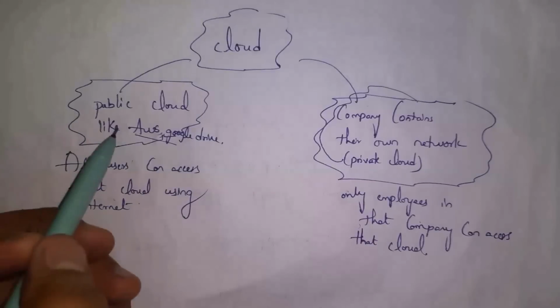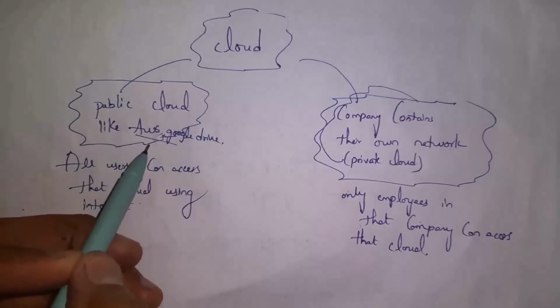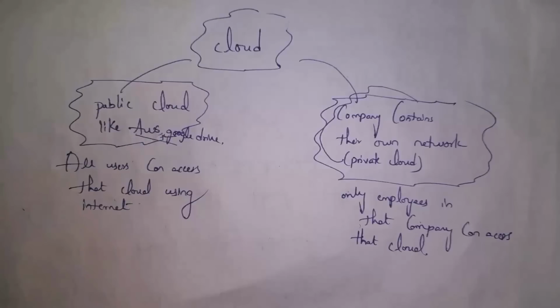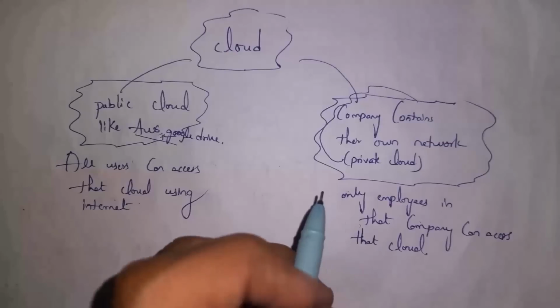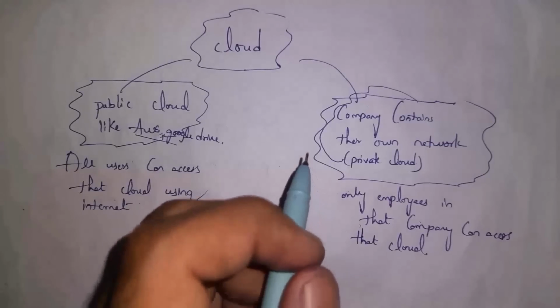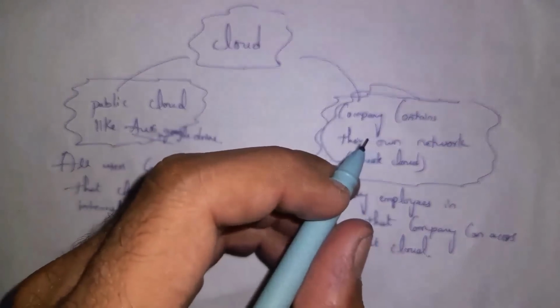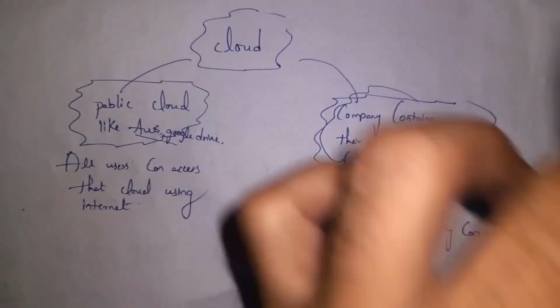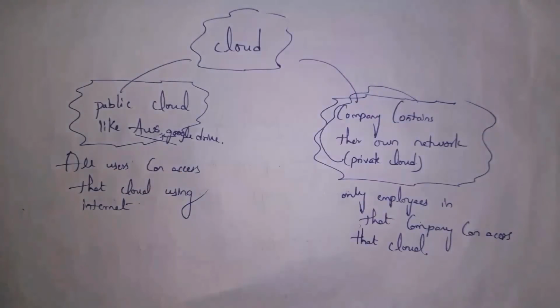So we call AWS and Google Drive public clouds because everyone can use them by using the internet. Guys, some companies contain their own cloud network and only employees in that company can use that cloud. Outside people cannot use that cloud. And we call that cloud a private cloud because only employees in that company can use that cloud. Remaining people cannot use that cloud.